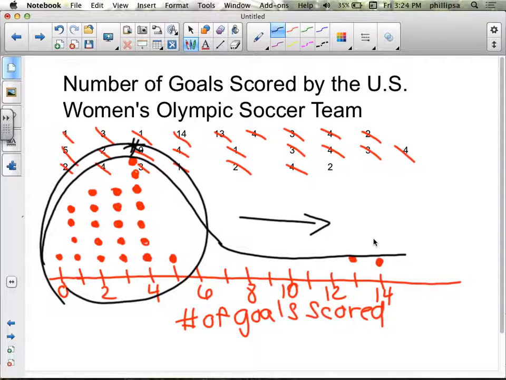The spread, that's the range. So the data vary from 0 goals to 14 goals. And finally, the outliers. We already kind of addressed them. The games in which the women's team scored 13 and 14 goals clearly stand out from the overall pattern of the distribution. So we'll label them as possible outliers. Later on, we'll discuss a way to tell if they're definite outliers or not.